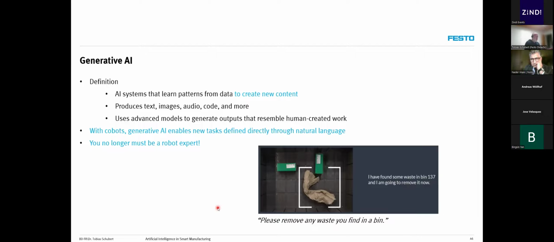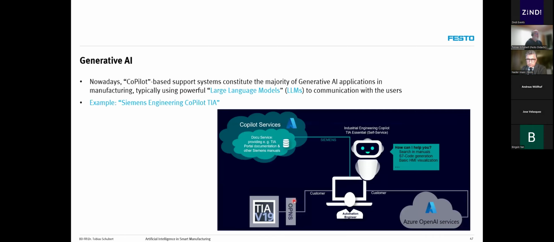And I guess one game changer, of course, is again with cobots, robots in general, because if you have a connection between a large language model and your cobot, you no longer have to be a robot expert. You just tell him what he should do. Here's one example. "Please remove any waste you can find in the bin." "Okay, I will do that." So that will definitely change the future.